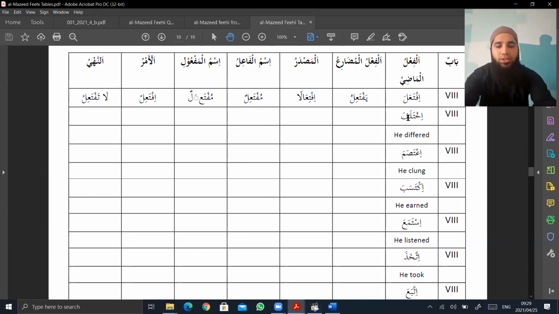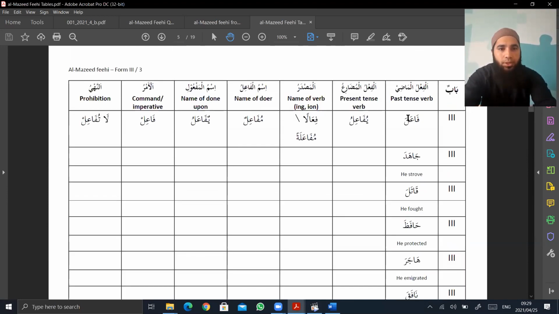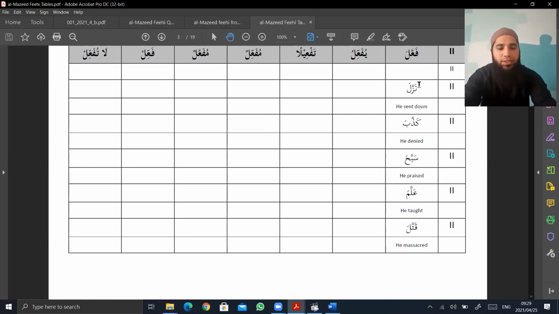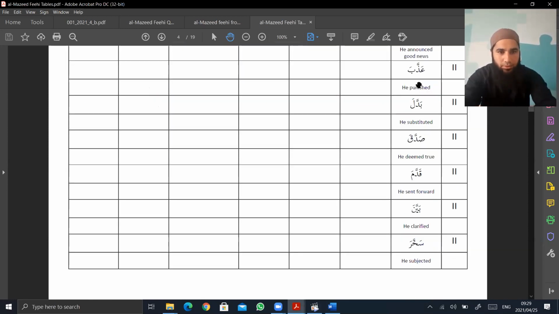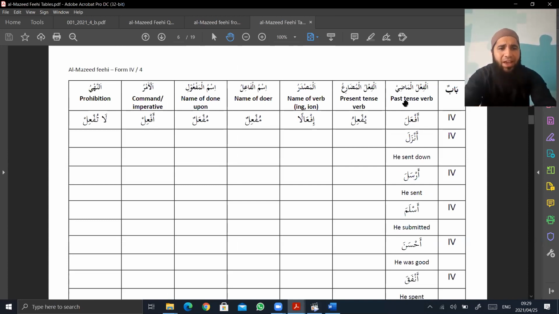So I'm going to go through these scales quickly and then you just identify it. Here we have our first scale, fa'ala. There's no Hamza to begin with. We have this one, af'ala. Okay, can you see that? What type of Hamza is this here?